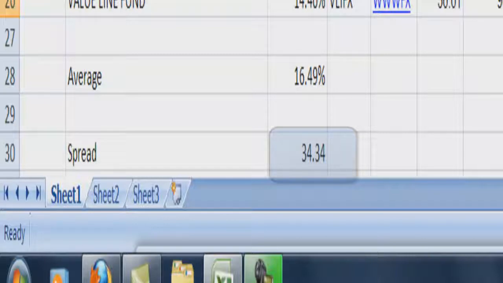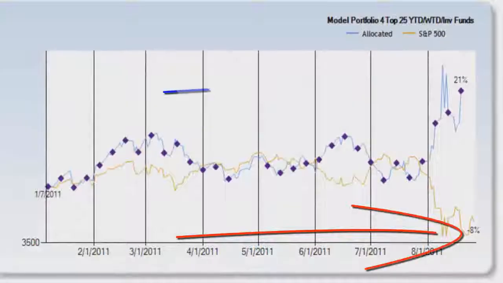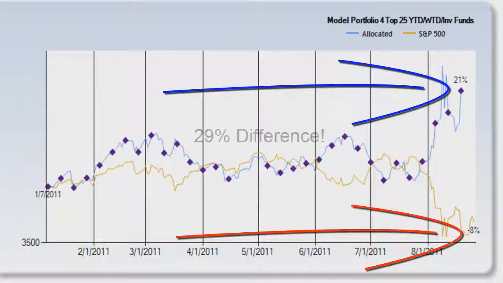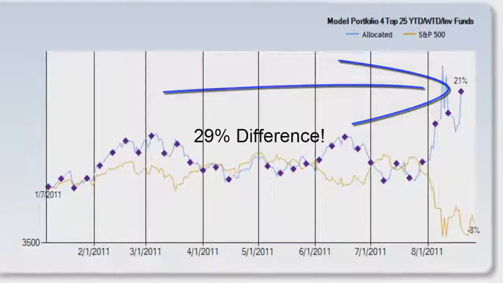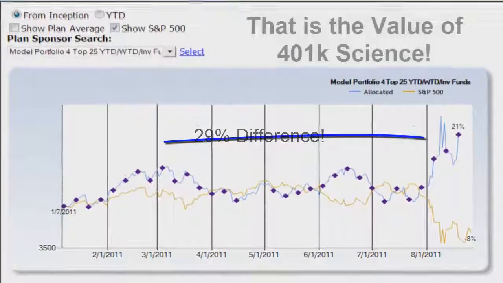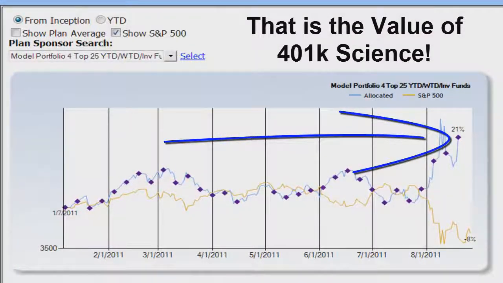So we could have had 34.34%. How much did we snag? Well, we snagged 29% of it. So, not too awful bad. We snagged most of the spread difference that we could have had. And that is the value of 401k Science.